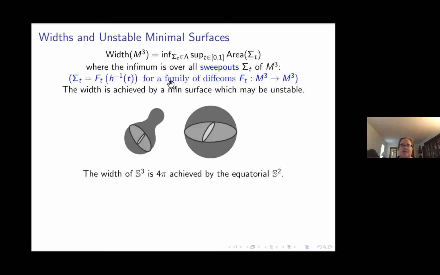Here are the widths and unstable minimal surfaces that were used by Marques and Neves. The width is defined with sweepouts, area. Sweepouts are defined with functions, f_t. Maybe you want to look at slices of those functions and understand sweepouts.